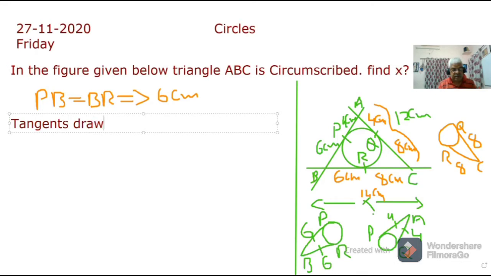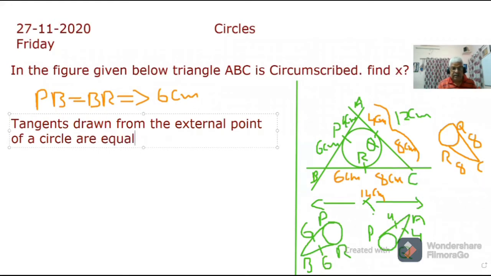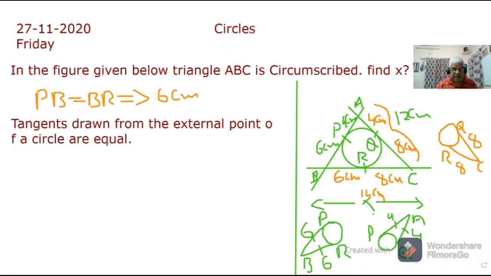Tangents drawn from the external point of a circle are equal. You have to remember this. Next, in the same way, similarly, what you can write? Similarly, AP is equal to AQ, and this is equal to 4 centimeter.